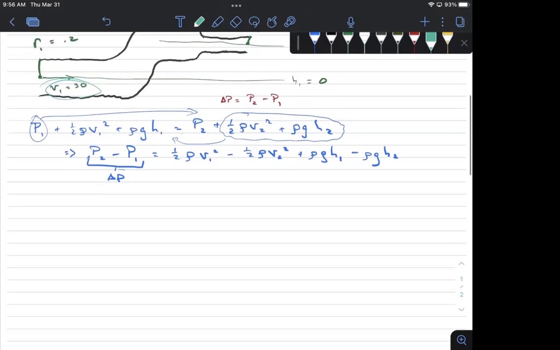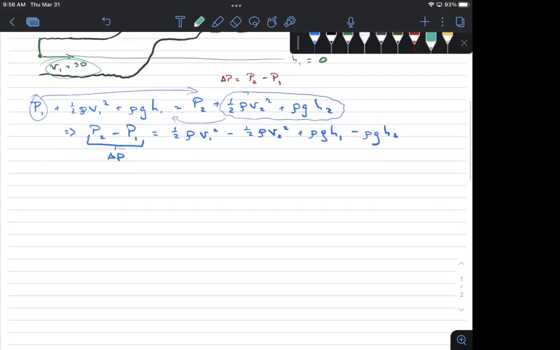So let's leave Bernoulli alone, and let's move on to the side and calculate separately what will be V2. And of course, to do it, we have only one other equation to use, and that's continuity. So that's A1V1 is A2V2. Of course, what I'm looking for is V2. So I solve this for V2 equals A1 over A2 times V1.